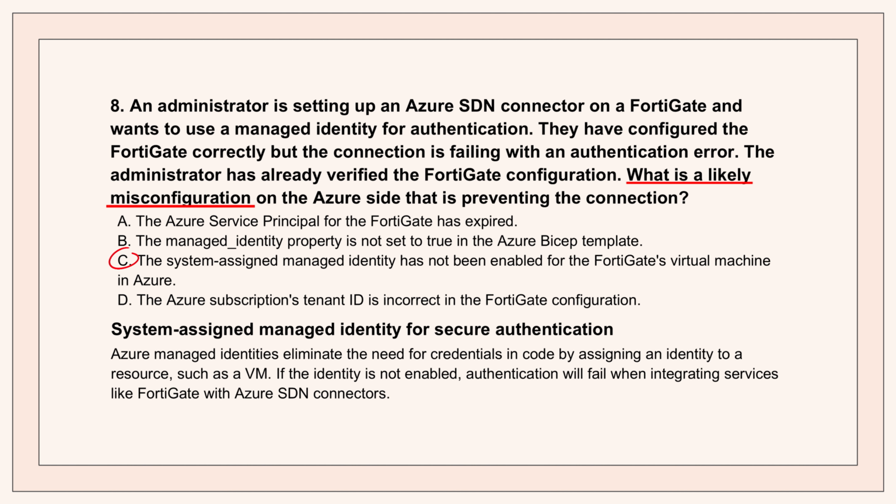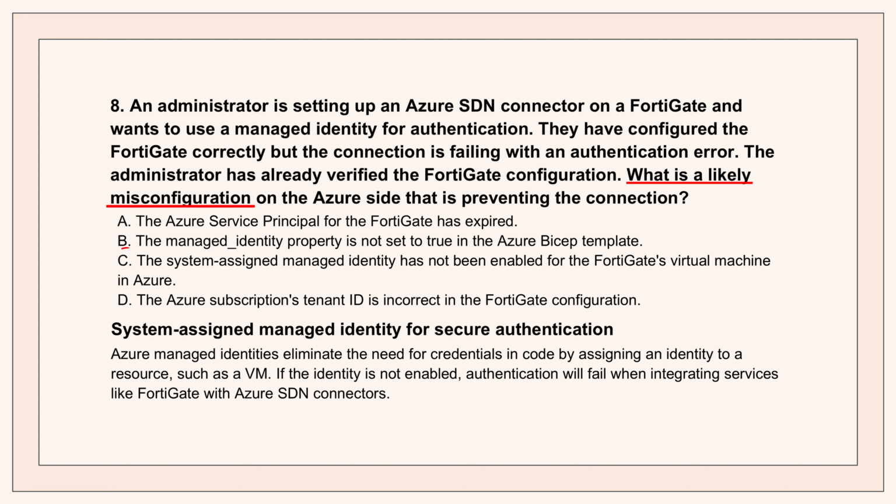If that switch isn't flipped, the identity fundamentally doesn't exist for that VM to use. Azure doesn't know to associate the identity with that VM. So even if the FortiGate is configured perfectly to try and use it, the authentication fails because Azure doesn't recognize the VM as having that identity enabled. So it's not enough to just configure the service using the identity. The resource itself needs the identity turned on in Azure. Exactly that. It's a prerequisite.